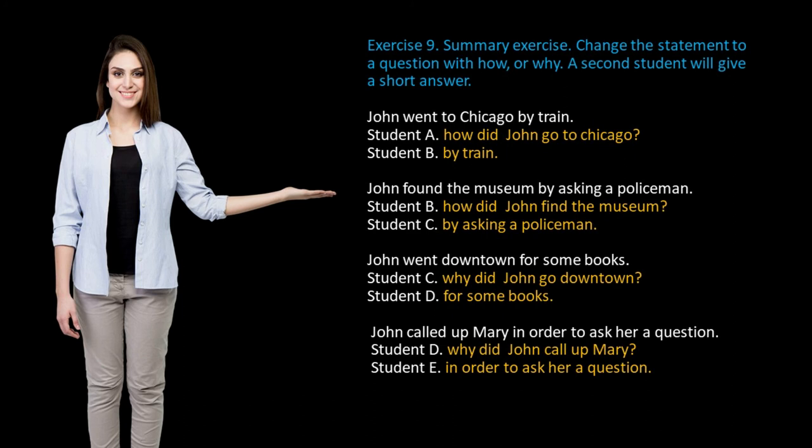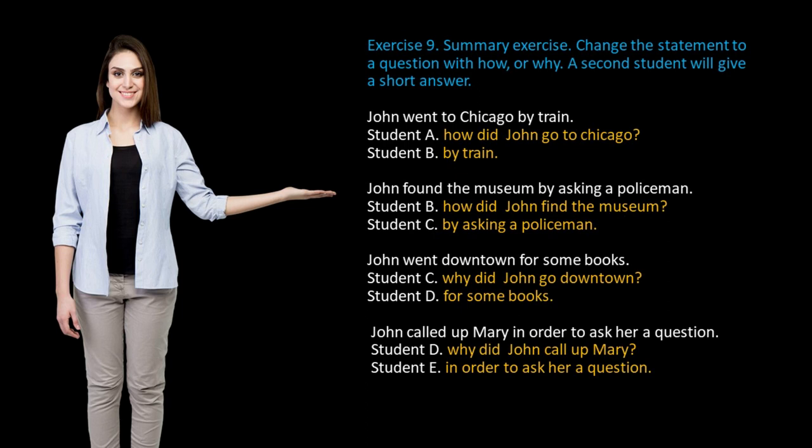Exercise 9. Summary exercise. Change the statement to a question, with how or why. A second student will give a short answer. John went to Chicago by train. Student A. How did John go to Chicago? Student B. By train. John found the museum by asking a policeman. Student B. How did John find the museum? Student C. By asking a policeman.